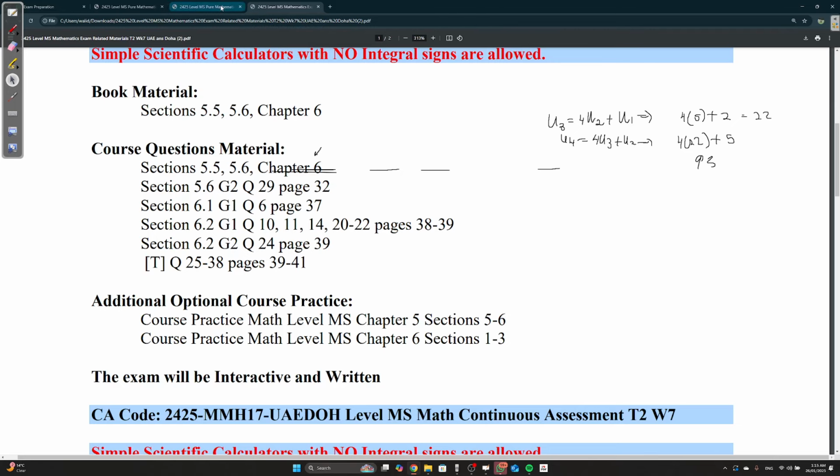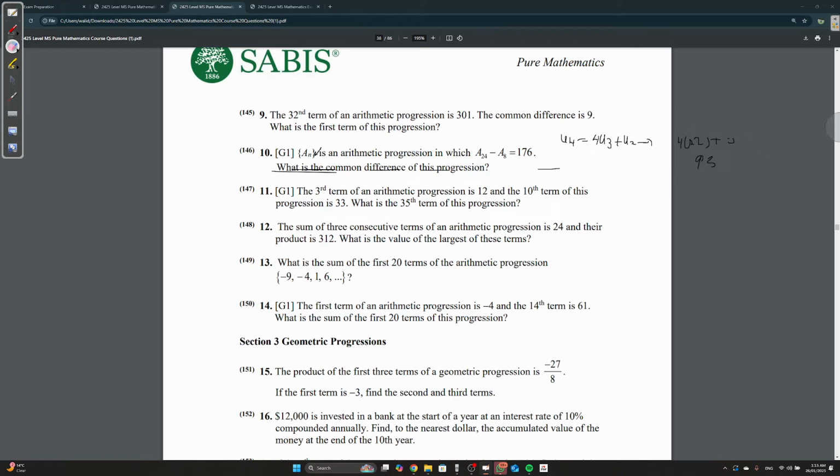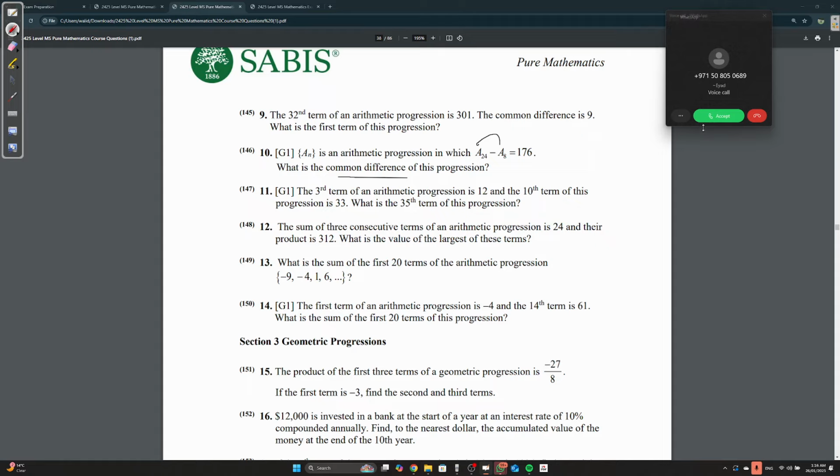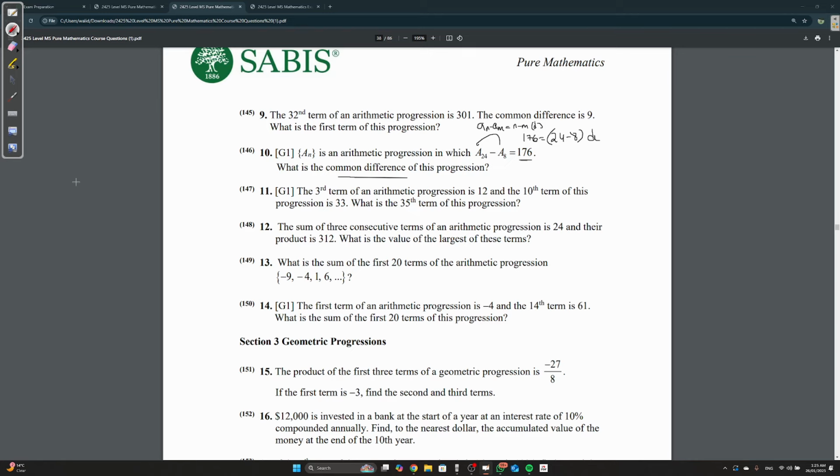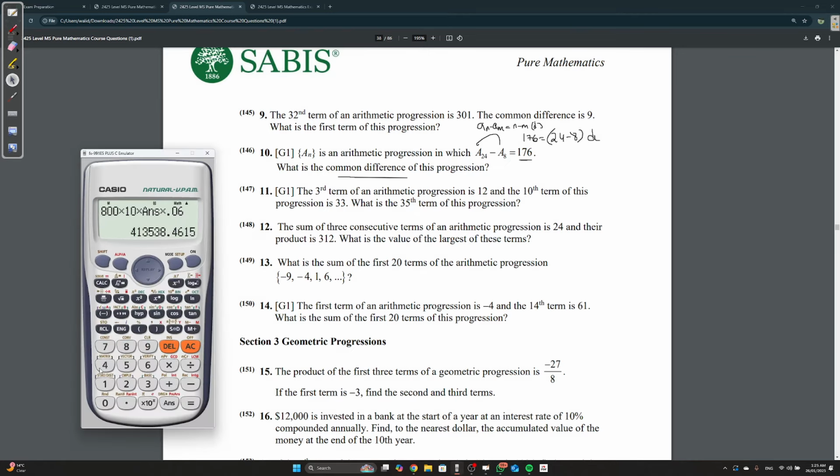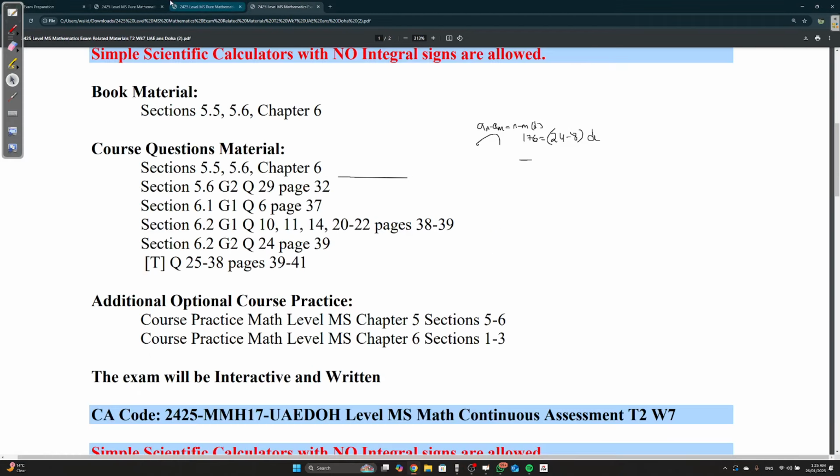Question 10, 11, 14. 10. a_n is an arithmetic progression where a24 minus a8 is 176. What's the common difference? Anytime you see a_n minus a_m, you're going to use this formula: a_n minus a_m is equal to (n minus m) d. So 176 is equal to (24 minus 8) d. So it's going to be 176 divided by 16. You get 11.